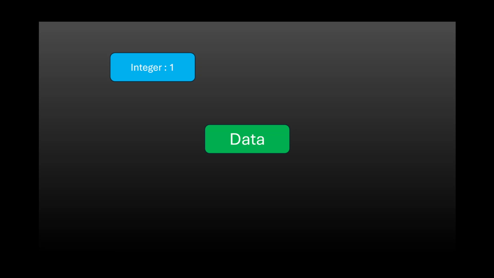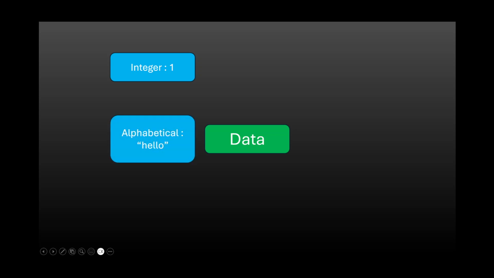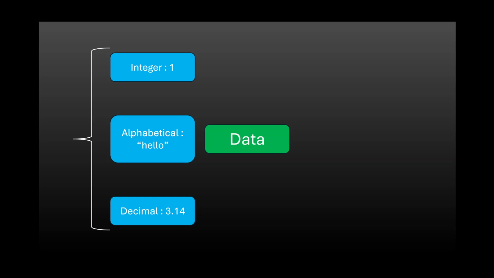Now, what is data? In computers, users are required to store a lot of data, which can be of different types, like integer. The data can be of type alphabetical, string, your name, hello, or anything. It can be of decimal data type, 3.14, and many more. These data types are called primitive data types.